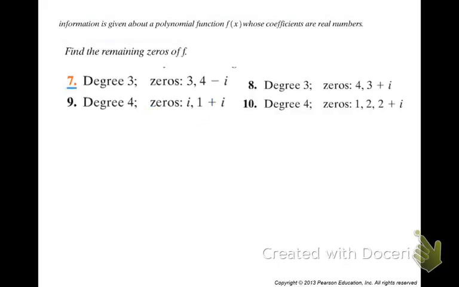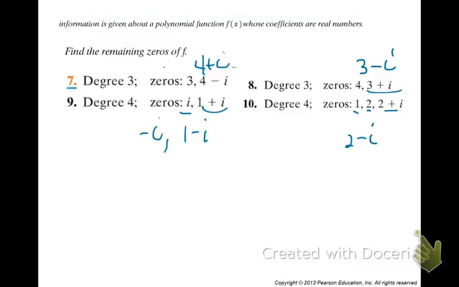All right, so on number 7, what's the degree? What is the remaining zero? 4 plus i to go with him, the 4 minus i. On number 8, what is the third? 3 minus i goes with the 3 plus i. Number 9, they only gave you 2, so what are the other 2? With i comes -i, and the 1 plus i, 1 minus i. And number 10, they gave you 3 of them, so what's the remaining one? 2 minus i. Okay? We good with that?